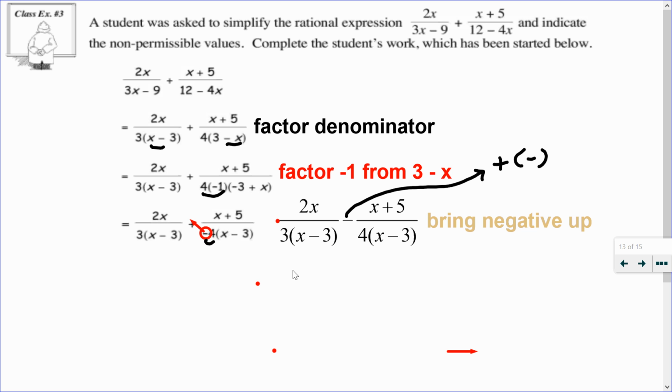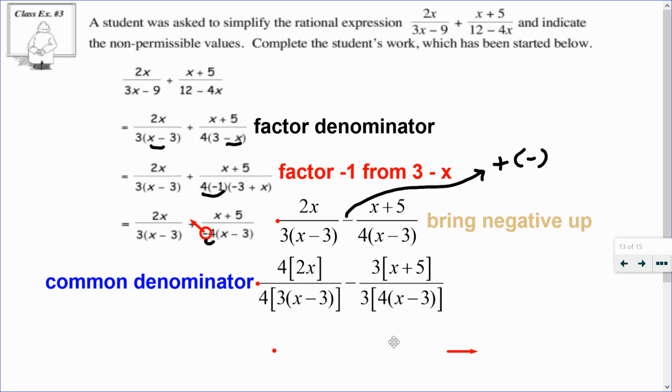So now my denominators are the same. I can combine them together. Oh, actually, they're not the same. I lied. I have a 3 and a 4. Almost the same. So the lowest common denominator is going to be the lowest common multiple of 3 and 4, which is 12, and a factor of x minus 3.